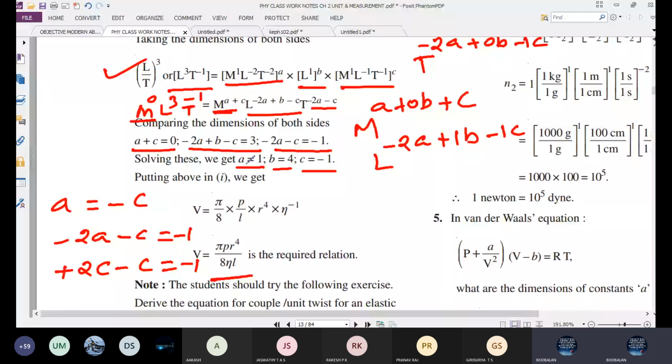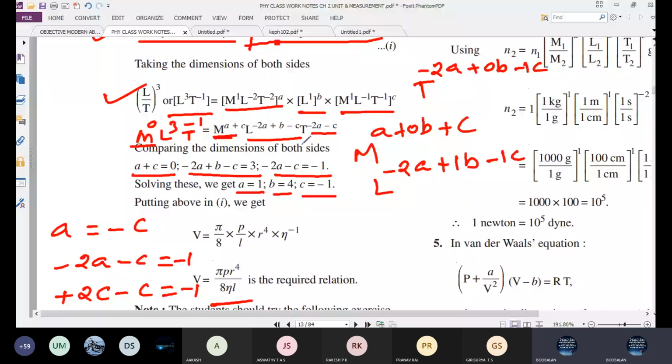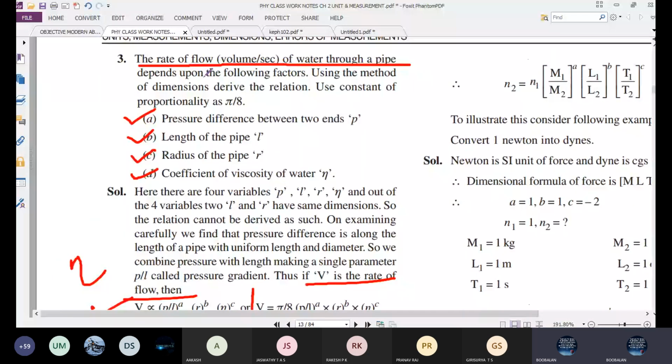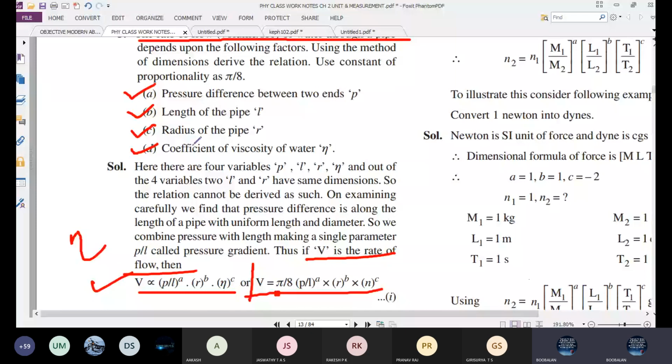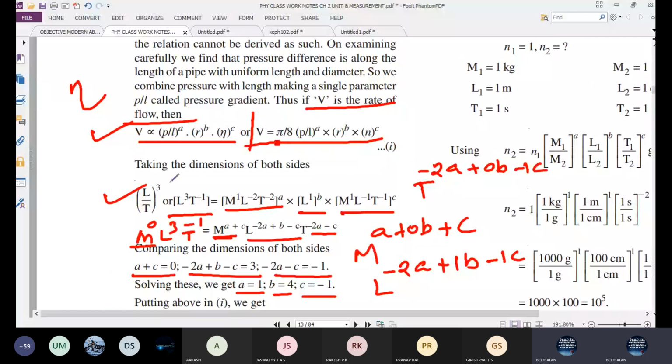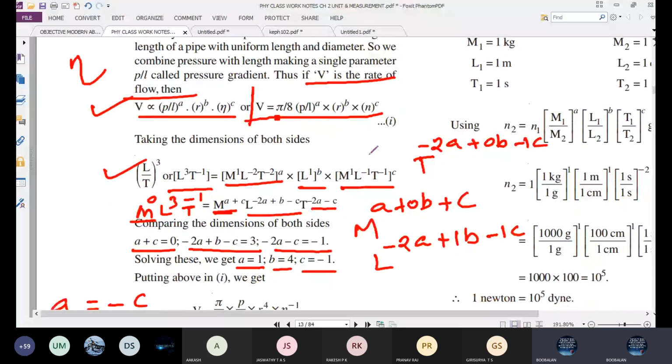Once the sum is completed, read the question: pressure, length, radius, coefficient of viscosity. The relation is correct. Next, power a, b, c. Next, I am writing the power by L dimension formula, next R dimension formula, neta dimension formula. Next, balancing the equation. So everything you want to verify once the sum is completed.